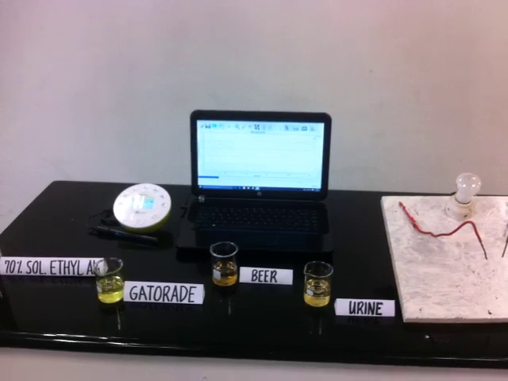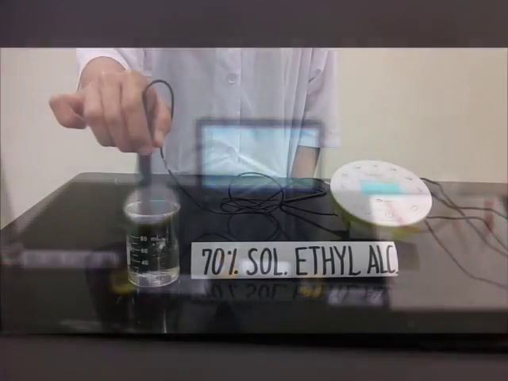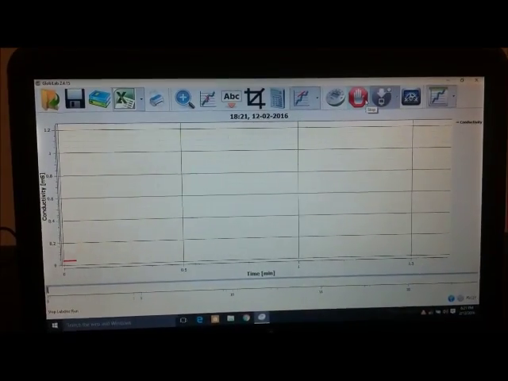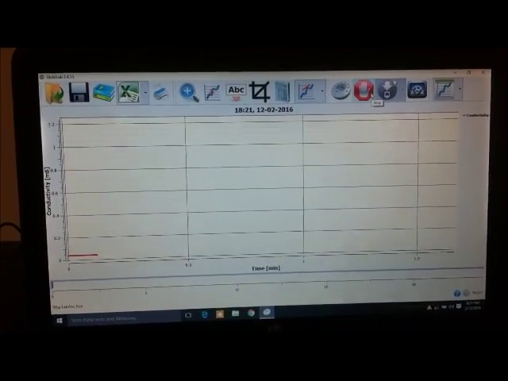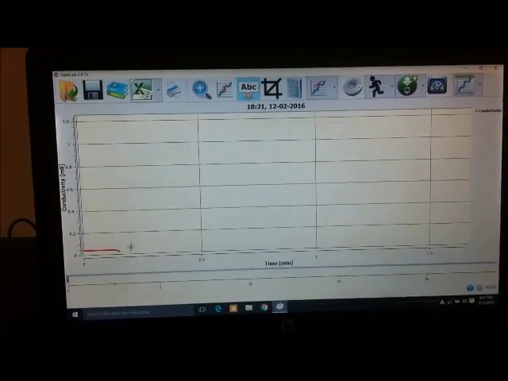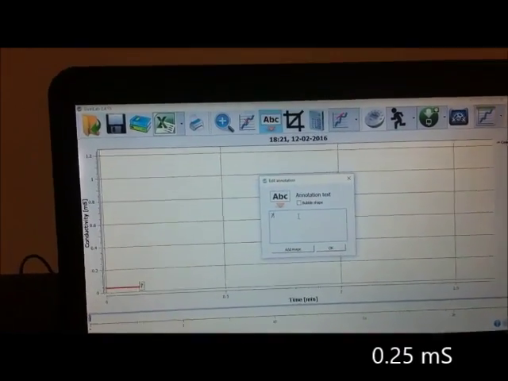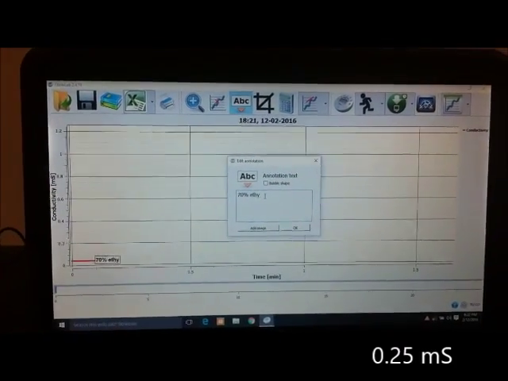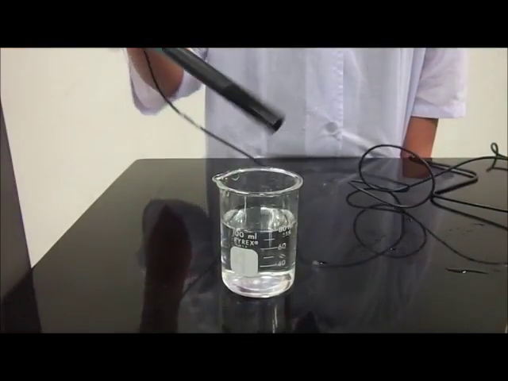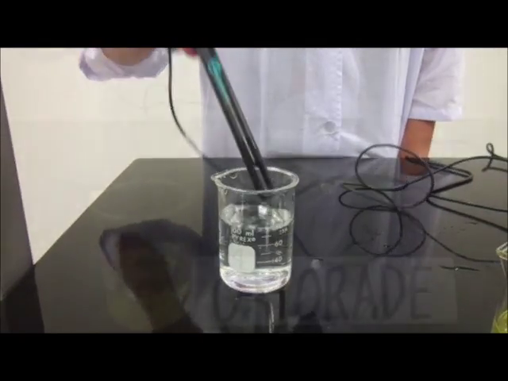And now we proceed to our experiment. With the probe, stir the 70% alcohol. The conductivity of this alcohol will be measured by the lab disk. And now the measurement is 0.25 ms. And then we have to label it. Remember to wash the probe with water before proceeding to the next sample.